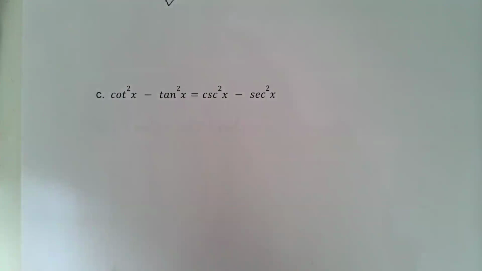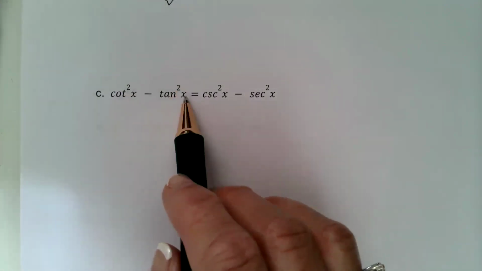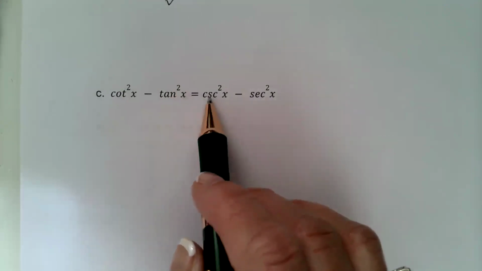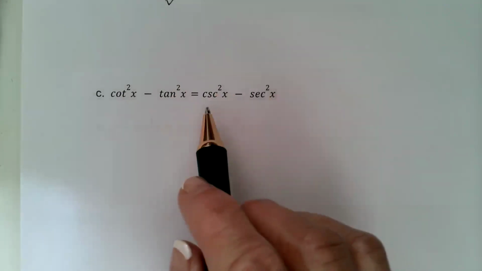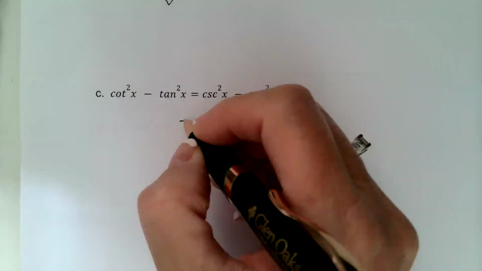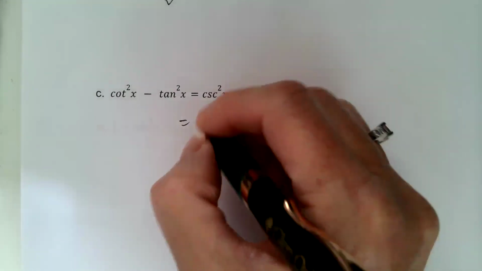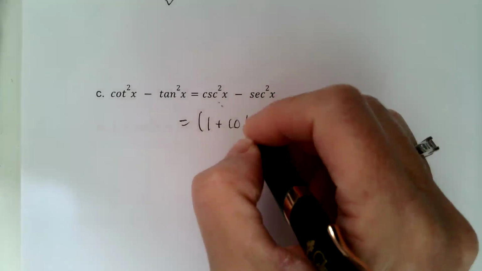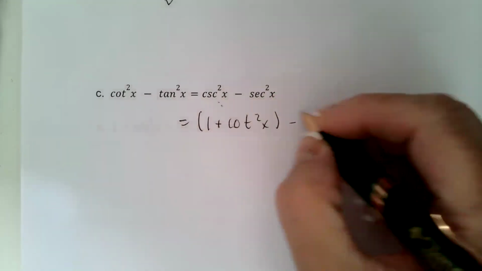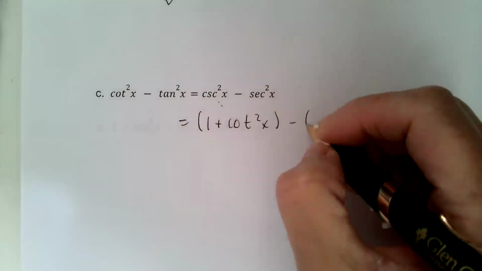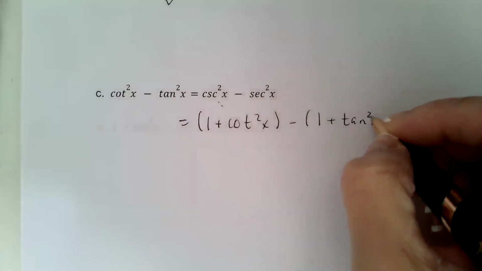Okay. This next one, we've got cotangent squared x minus tangent squared x equals cosecant squared x minus secant squared x. So I'm going to use some of the identities from the front page. I'm going to use the one here that's cosecant squared x is the same as 1 plus cotangent squared x minus, and then secant squared x, I'm going to use the identity that's 1 plus tangent squared x.